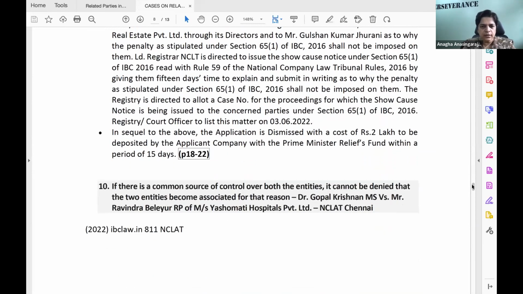Now the next is where there is a common source of control over both the entities; it cannot be denied that the two entities become associated for that reason. So based on the facts of this case, it was concluded that there is a common source of control for both the entities, and hence these two become related parties.